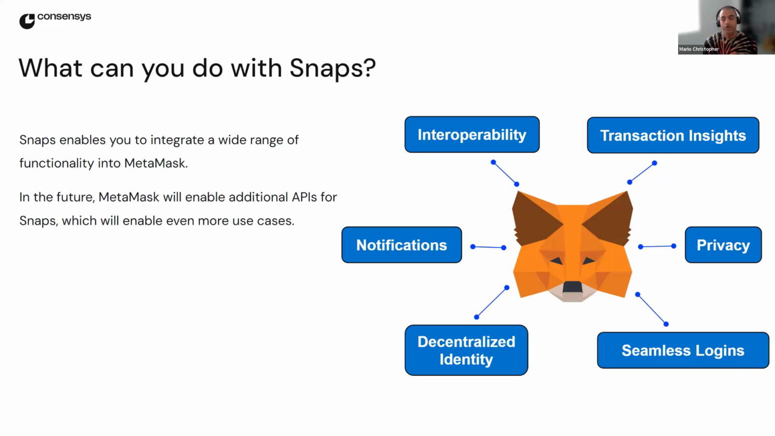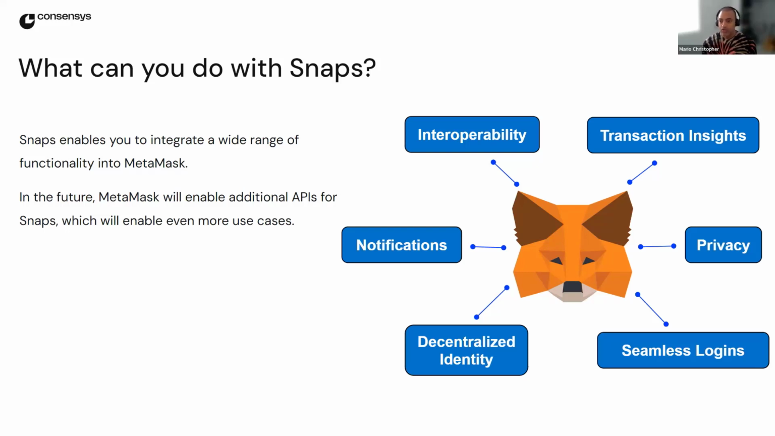For example, interoperability. Today, we all know that MetaMask is an EVM-based wallet, but there are so many chains coming out there, and we don't want to add all that functionality ourselves into MetaMask, and therefore we opened up this interoperability category for snaps. So a snap can be developed which talks to blockchains such as Bitcoin or Solana or Cosmos or any other blockchain. And today we already have a number of snaps out there which have this interoperability feature.